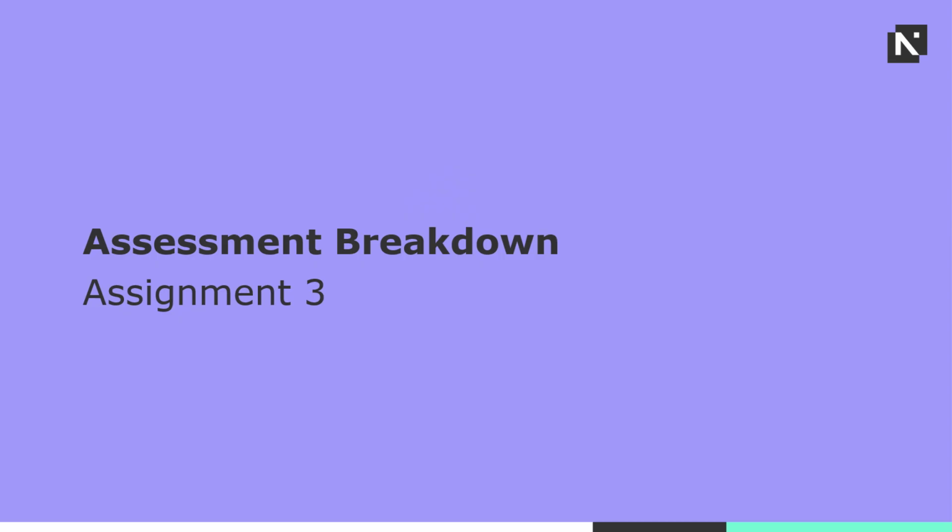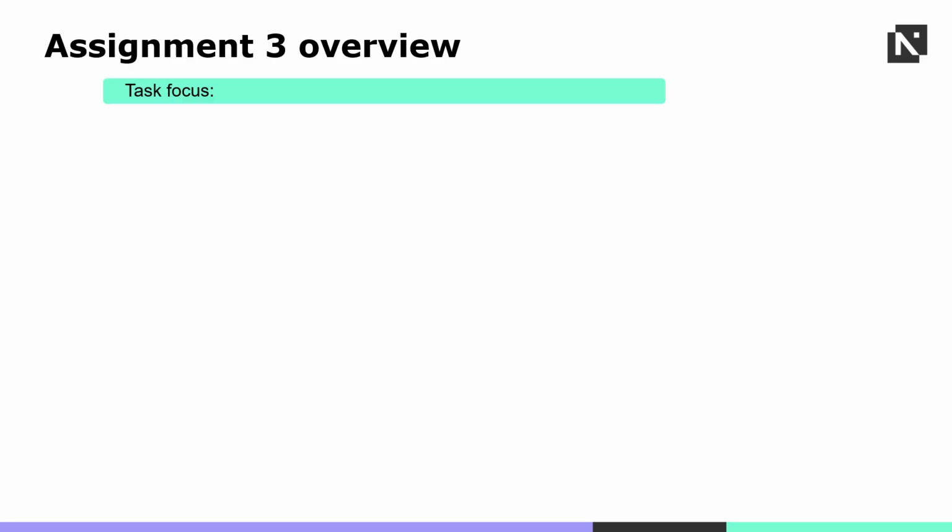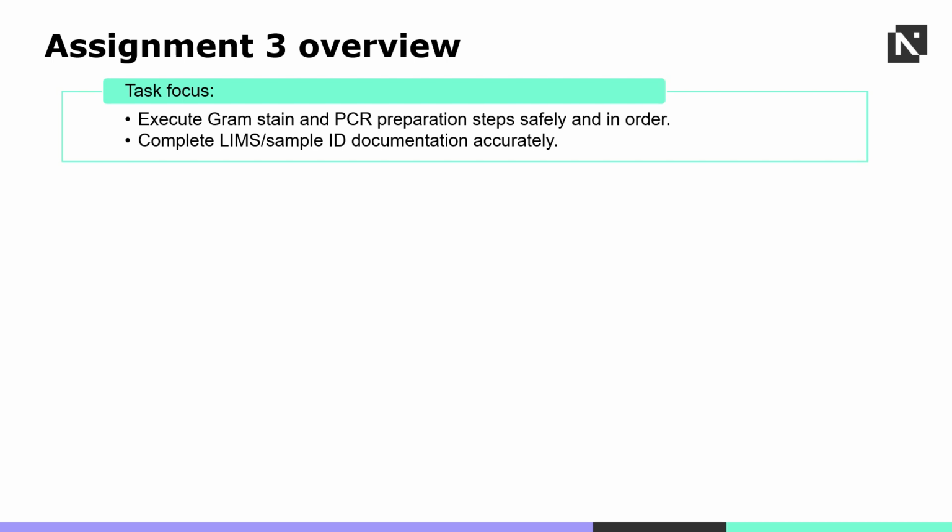So let's now look more closely at Assignment 3 and how learners performed. Assignment 3 moves into the lab workflow. So execute Gram stain and PCR prep safely and in order, complete LIMS sample ID, and then explain the procedure and results to a BMS. This explanation is the discriminator.